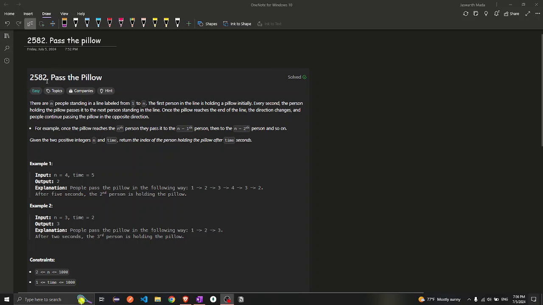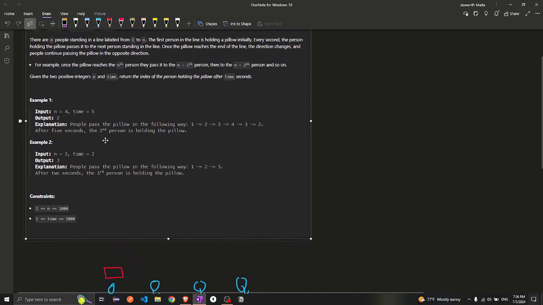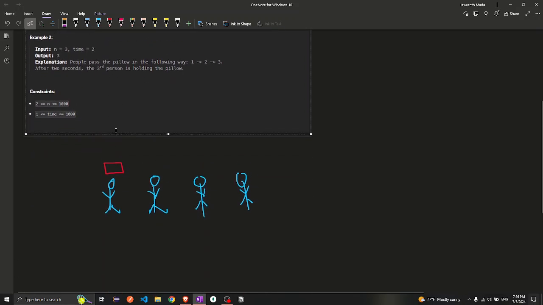Today we're going to solve this Leetcode question, which is pass the pillow. So basically in this question we are given n people standing in a line labeled from 1 to n. The first person in the line is holding a pillow initially. Every second the person holding the pillow passes it to the next person standing in the line. Once the pillow reaches the end of the line, the direction changes and people continue passing the pillow in the opposite direction. For example, okay, I'll explain you with this diagram.